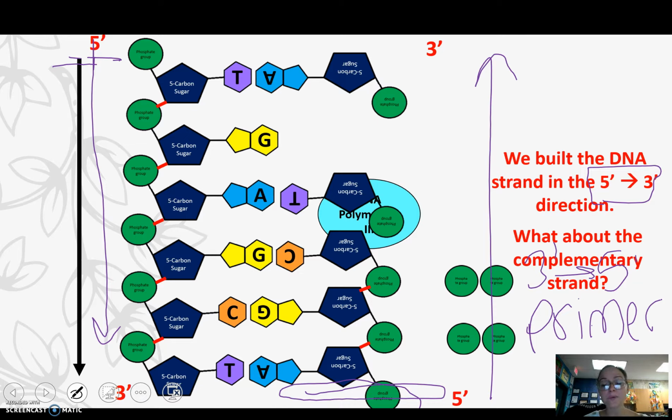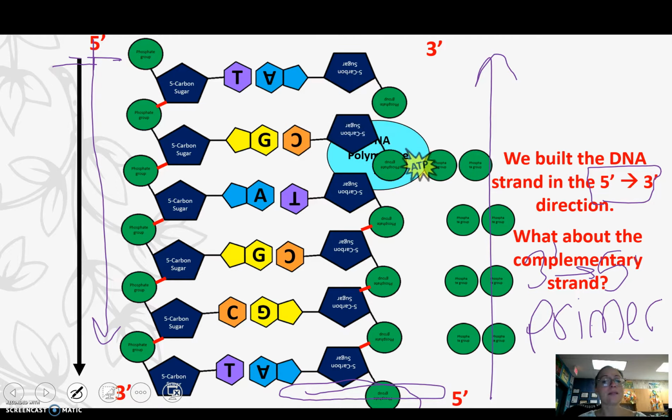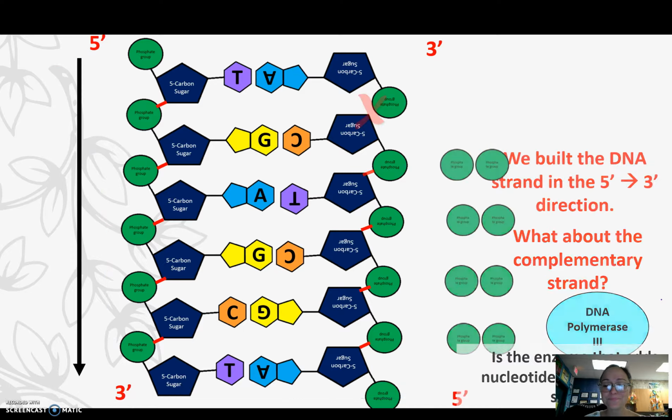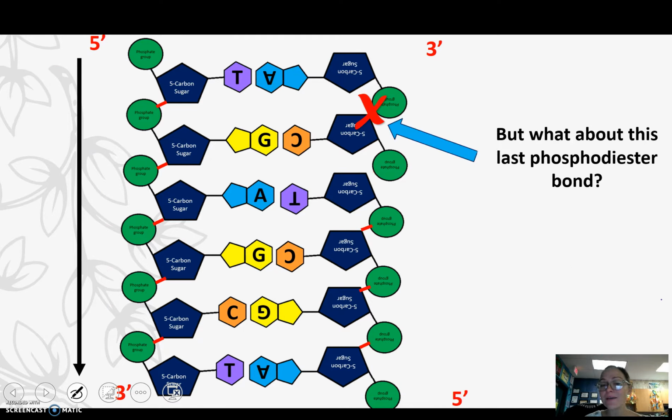So as we continue to build our strands in the 5' to 3' direction, we see a problem. Here's DNA polymerase 3, the enzyme that's going to add nucleotides to the growing strand. But what about this area, where we can't build right here? What about this last phosphodiester bond? There's actually a different enzyme that's going to seal that for us, an enzyme called ligase.